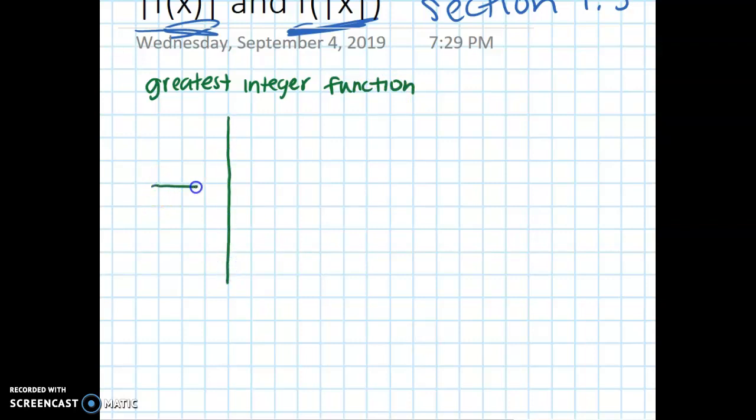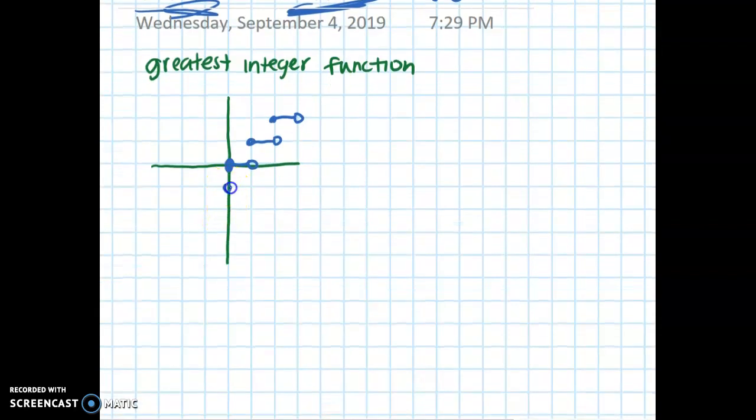You might want to put this in your packet with all the special parent functions. This one's on the last page. And it kind of looks like this. It looks like a bunch of steps. And the steps also go this way as well. So how does this function work?